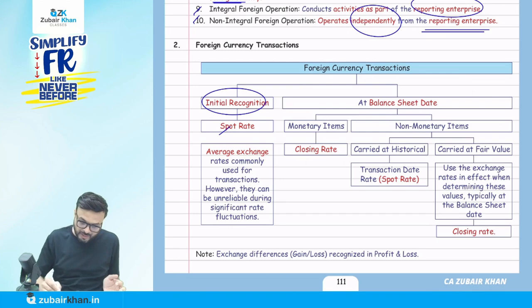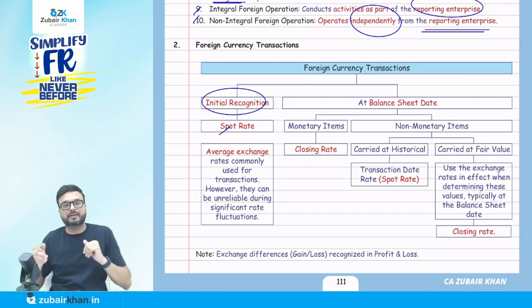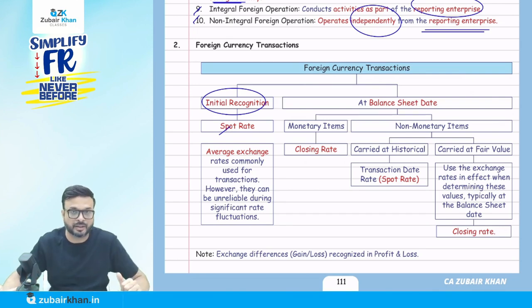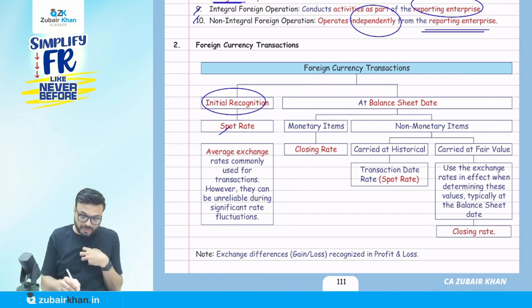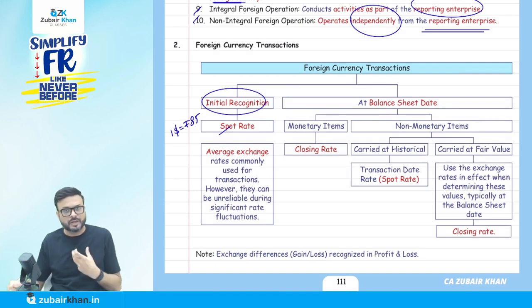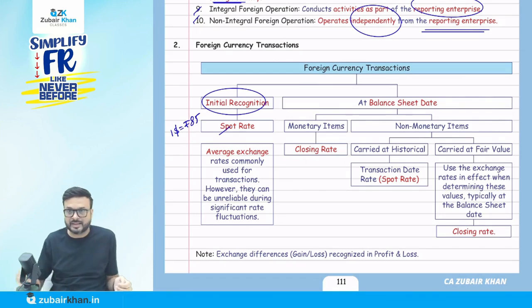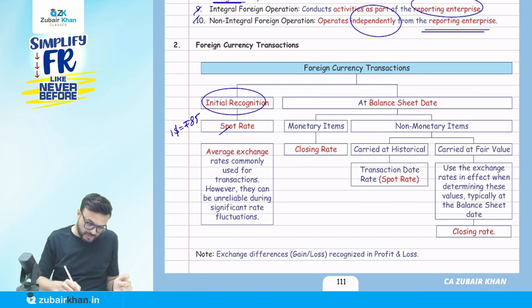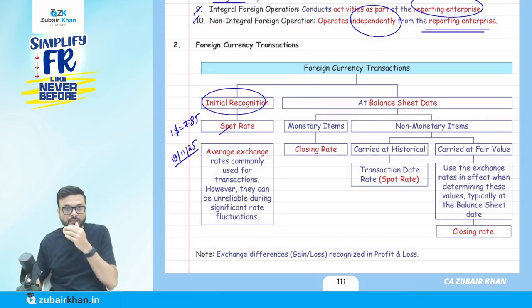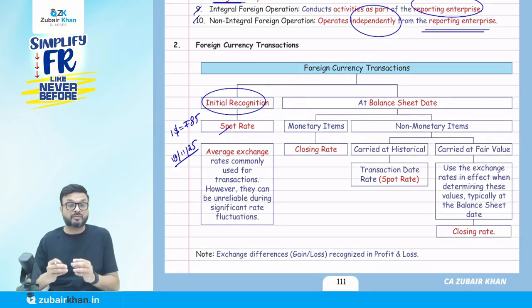Suppose I recorded the purchase account debited and the creditor's account credited. So I pass the entry at the spot rate. Suppose the exchange rate for $1 is, let's say, 85 rupees. So we recorded at this rate on the date of transaction. Suppose the date of transaction is 19th of November 2025. So I recorded on this date at the spot rate because we have done the transaction. We have not yet paid the amount.